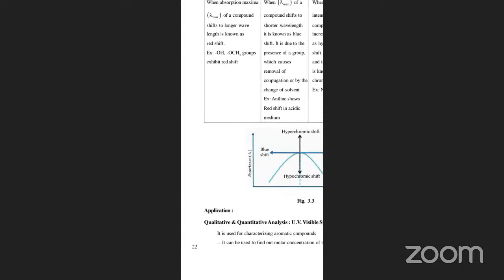Applications: qualitative and quantitative analysis. UV visible spectroscopy is used for characterizing organic compounds. It can be used to find the overall concentration of the solute and study.